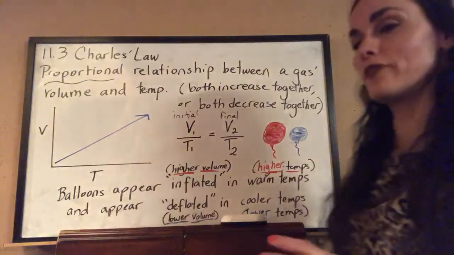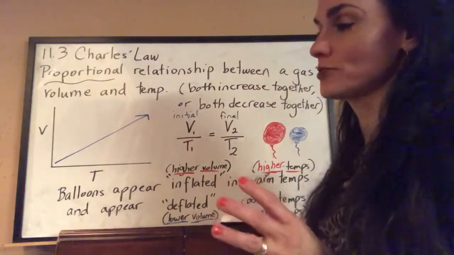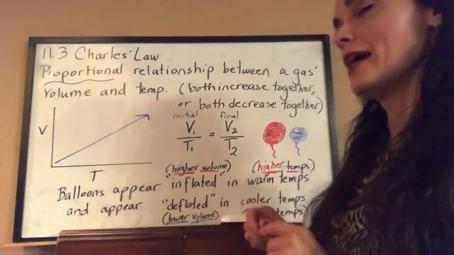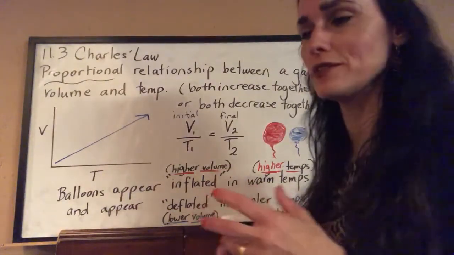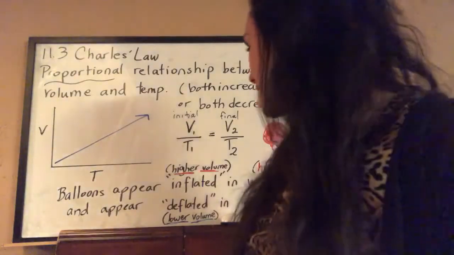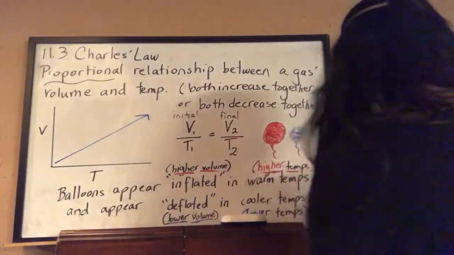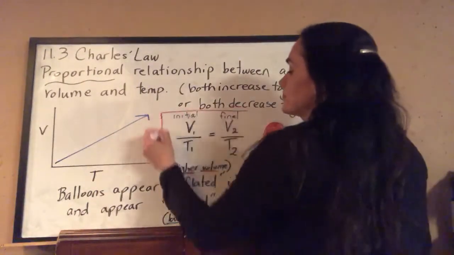If you have any balloons in your house, you can try this with your freezer. Blow up a small balloon and put it in the freezer for about 10 minutes or so, and you'll see that it shrinks. Not drastically, but you'll see that it shrinks. So we have this formula that we're going to do some sample problems with now.